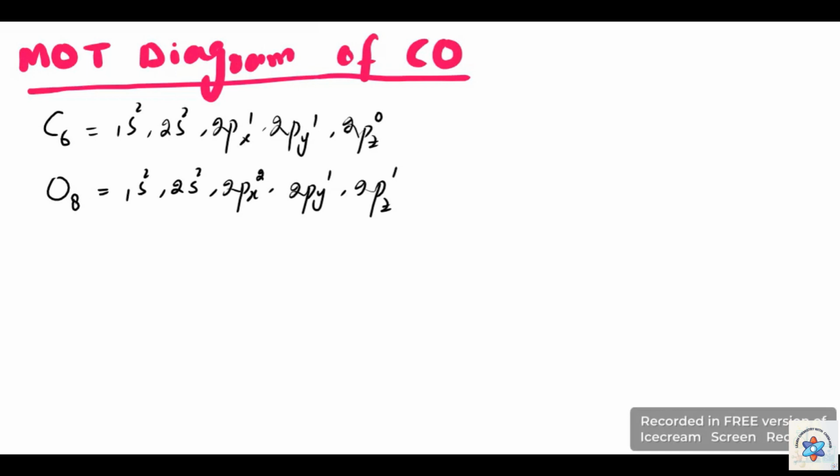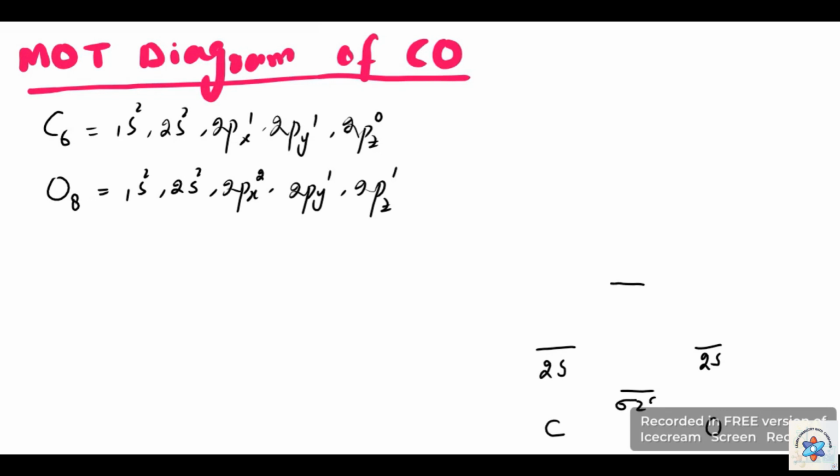As we know, only valence shell orbitals take part in this process. So the 2s orbital of carbon and the 2s orbital of oxygen, these two atomic orbitals, will undergo this process. This is the 2s orbital for carbon, and here I am mentioning the 2s orbital for oxygen. As only two atomic orbitals are taking part, two molecular orbitals are formed, in which one will be the anti-bonding molecular orbital and one will be the bonding molecular orbital. Here, this will be the sigma 2s.